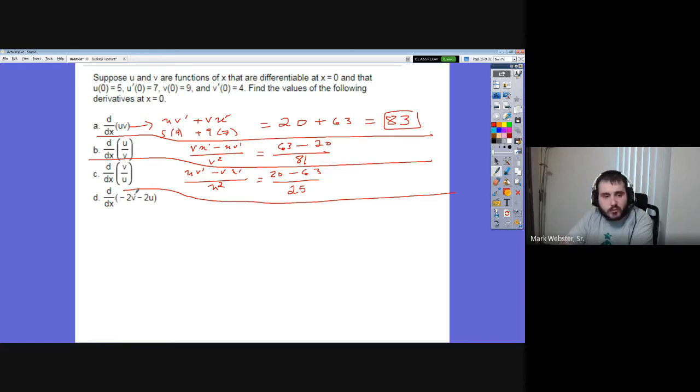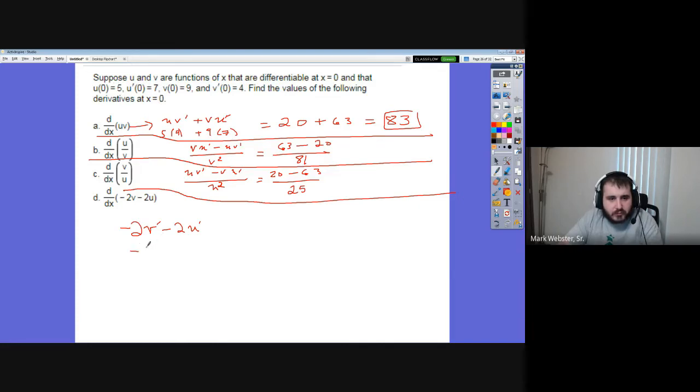All right, now I wanted to talk about this one because people are going to be confused. Well, but that's a minus sign, right? Remember, we can take the derivative of both of these separately, because it's a polynomial type thing. So instead of it being negative 2v, when we take the derivative, it's going to be v squared, v prime, minus 2u prime. And then we just plug in our numbers.